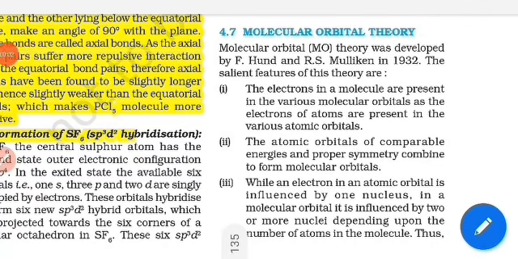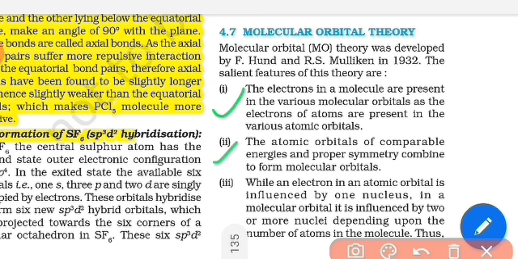Hello students, in this video I will discuss molecular orbital theory, which gives us an idea about the magnetic properties of compounds, and also it explains the stability of any particular compound. According to this theory, the electrons in a molecule are present in the various molecular orbitals as the electrons of atoms are present in the various atomic orbitals. As we know that in an atom, various atomic orbitals are present around the nucleus of the atom. Similarly, this theory suggested that many molecular orbitals are present in a molecule.